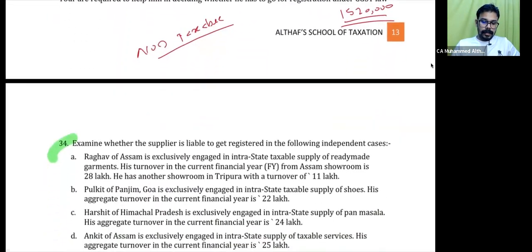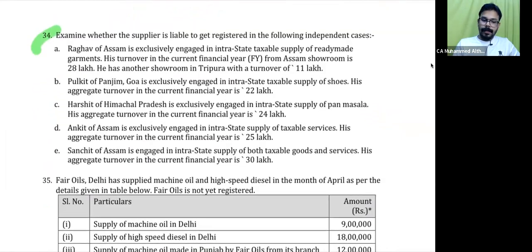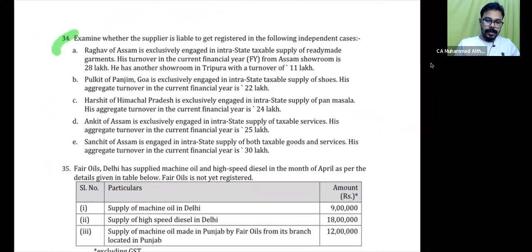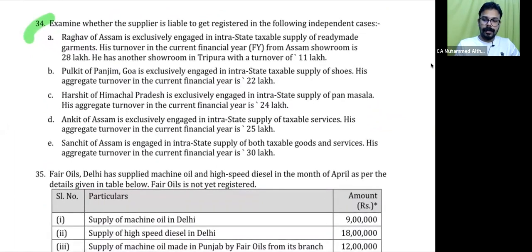Okay. The next one. Everybody, you have to tell me whether they are liable for registration, this case 34. Read everyone and tell me whether they are liable for registration. You have to read each question and tell me.